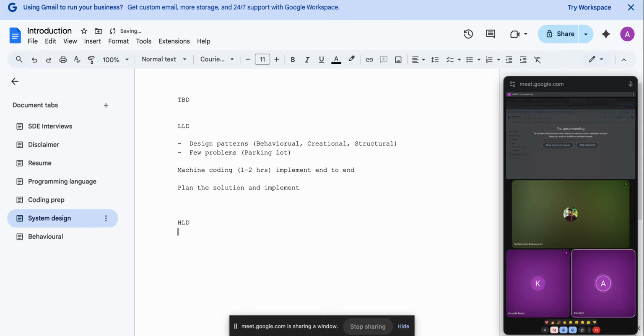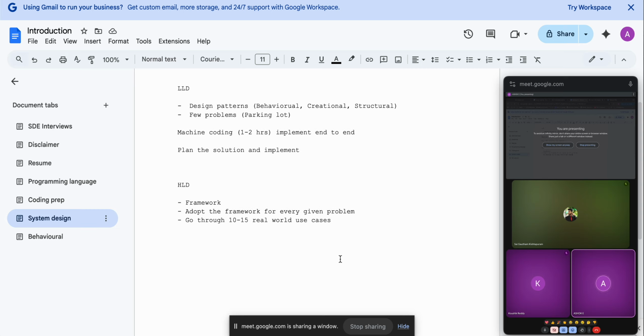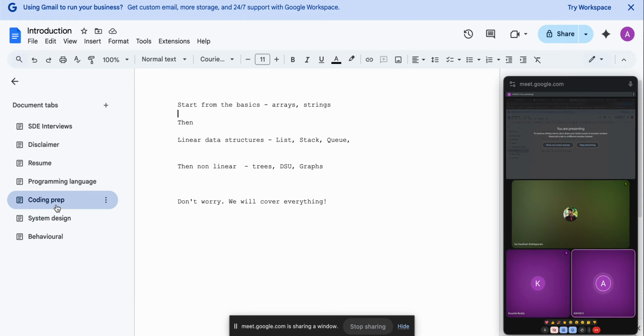For HLD, as I mentioned, you need to have a framework, and adopt the framework for every given problem, and then go through some 10 to 15 real world use cases. I'll cover in depth what all needs to be covered in an HLD interview, and then how you can handle any follow up questions. These are the overall plans that I have.